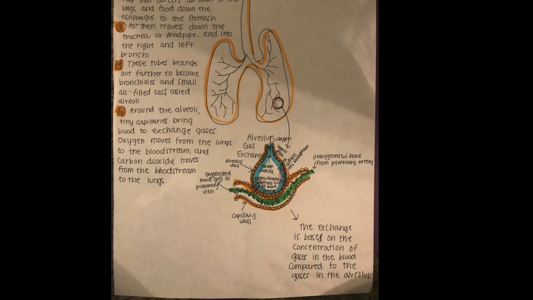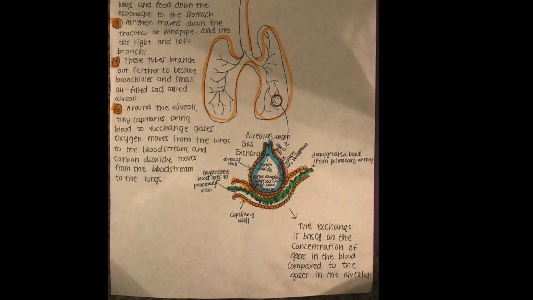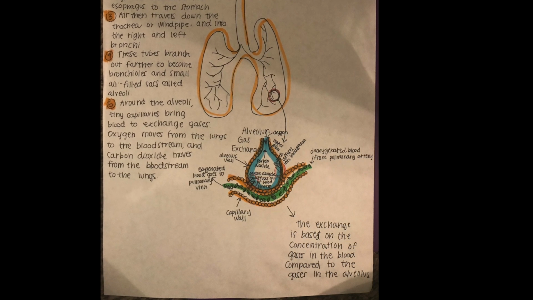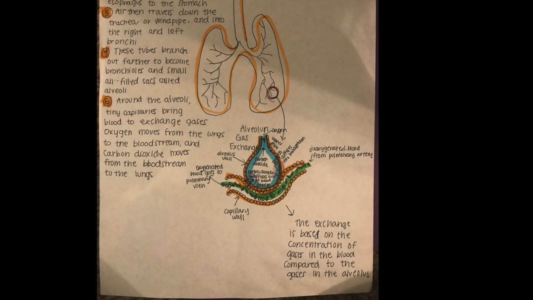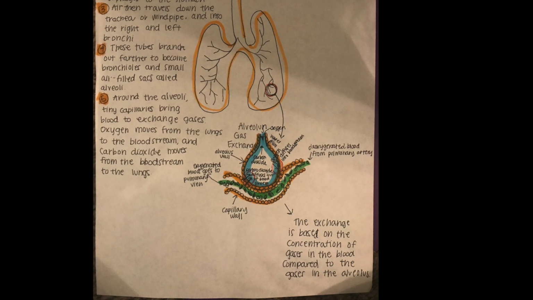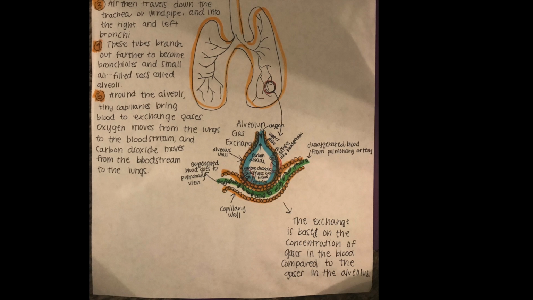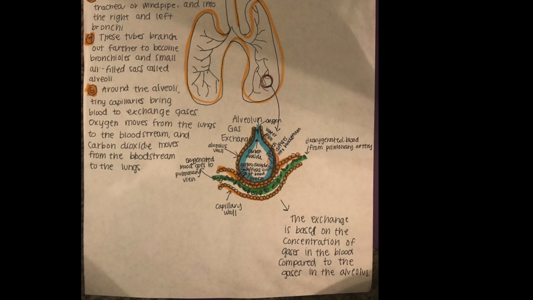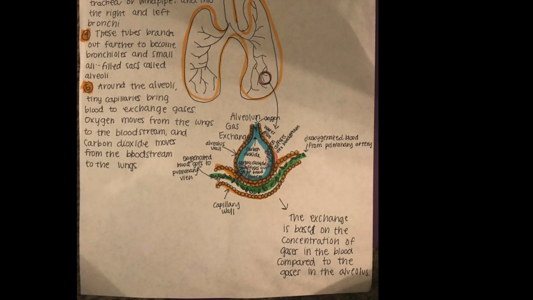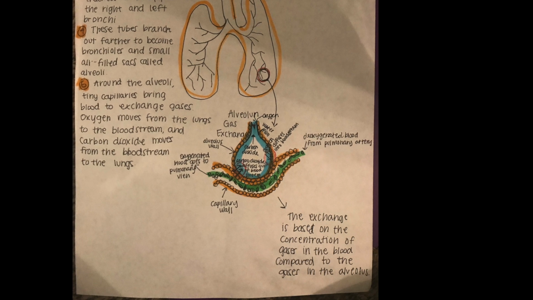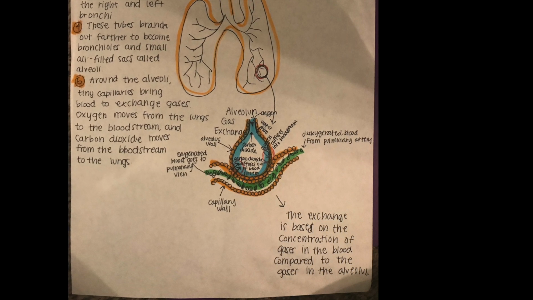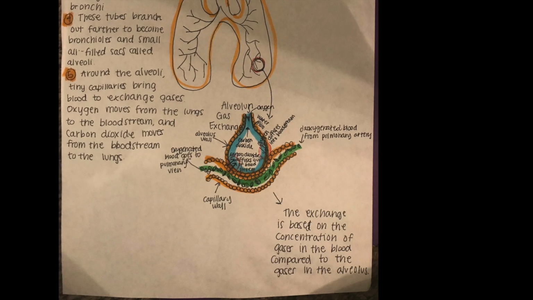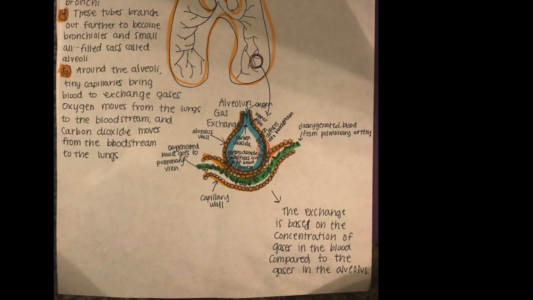So oxygen moves from the lungs into the bloodstream, and the carbon dioxide moves from the bloodstream to the lungs. So the exchange is actually based on the concentration of gases in the blood compared to the gases in the alveolus. So as you can see on the diagram, it has the alveolus wall, and then it has the bloodstream under it, which I highlighted in green, and the oxygenated blood goes to the pulmonary vein, and the deoxygenated blood is pumping from the artery.